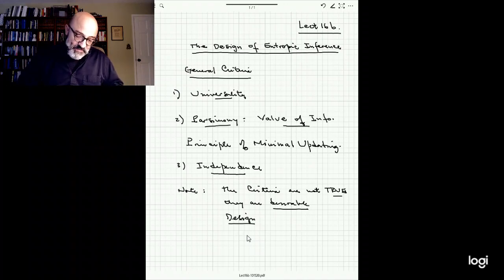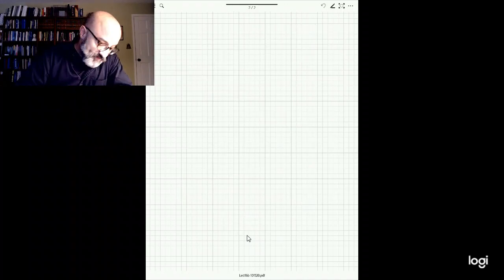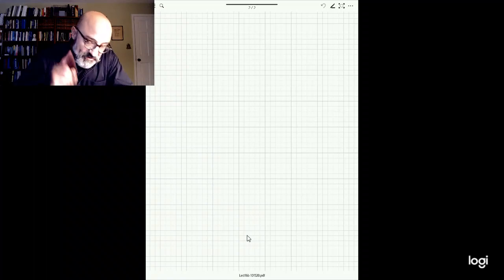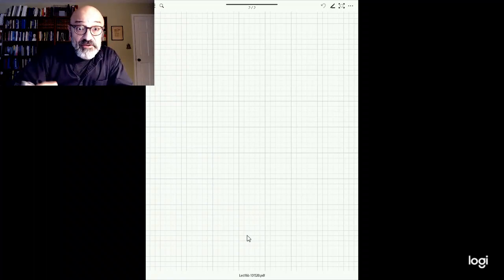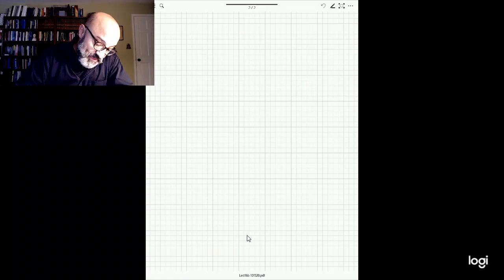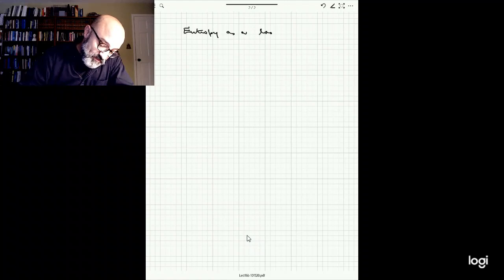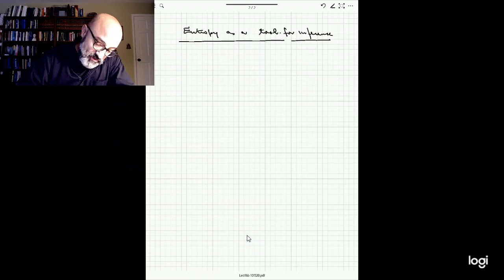So what are the specific criteria? So here we go. Before that, how do we even talk about entropy? This is where we introduce the notion of entropy as a tool for inference. How do you update?